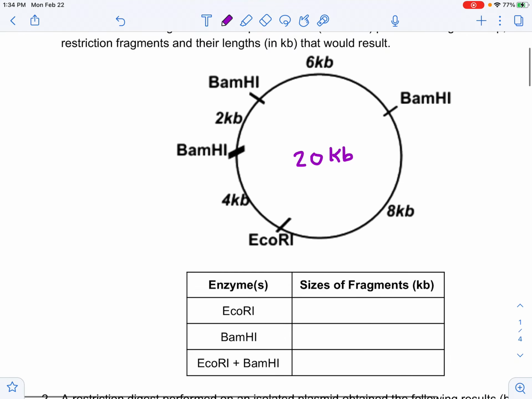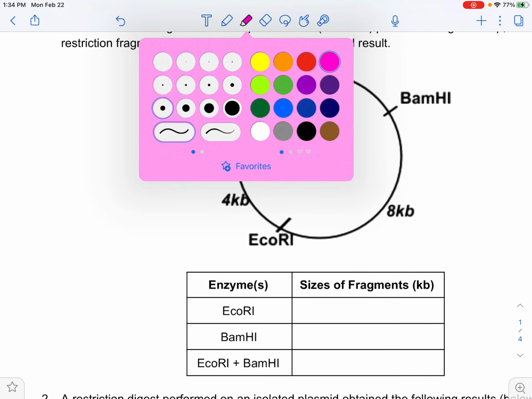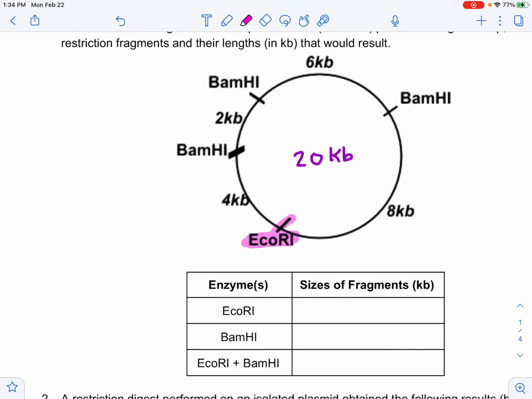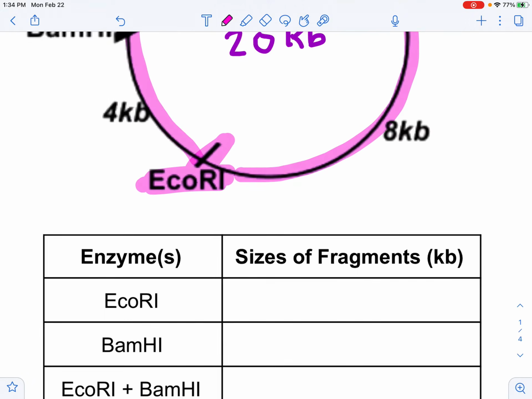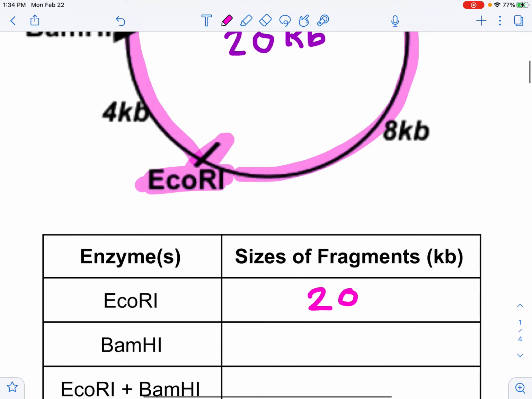If we cut this with EcoR1, right there, notice that it would just make one cut. So we would end up with one fragment that is the size of the entire plasmid. So for EcoR1, the size of the fragment would be 20 kb.